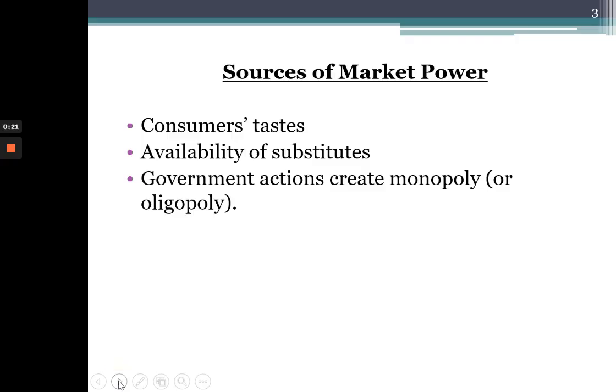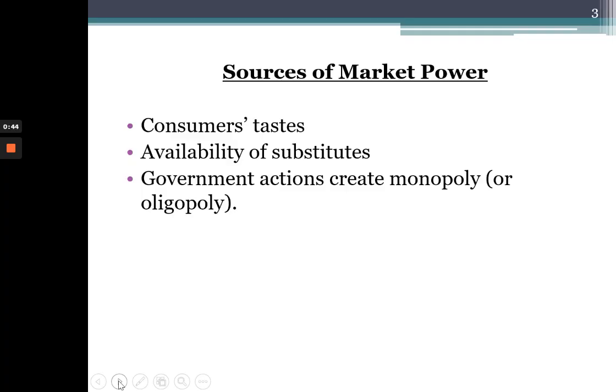So what are the sources of market power? One can be consumer taste. So consumers may dictate that there are no substitutes for a particular product. They may have a very price inelastic demand for that product. There may simply be no substitutes actually, so that may not give consumers much choice.